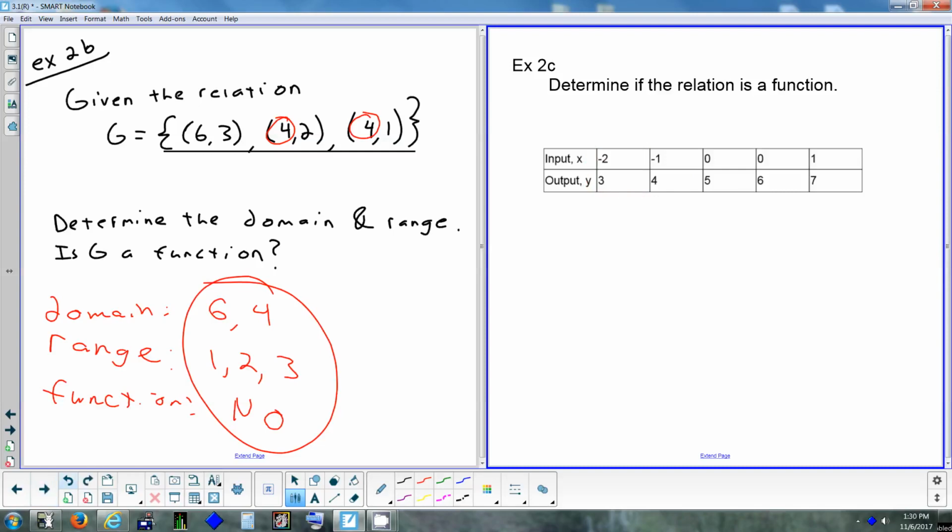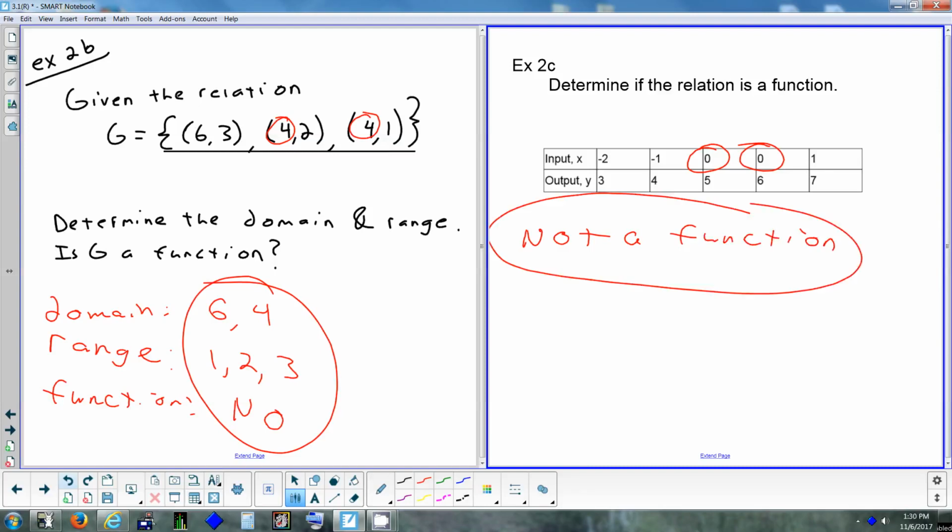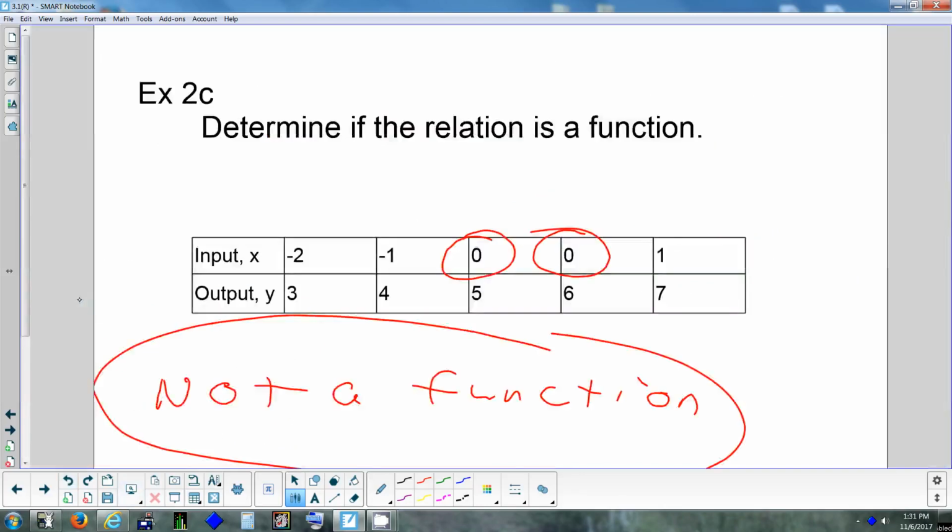Let's see. Can someone remind me, what are you checking for? Repeats. Repeats where? In the input, in the domain. So, do we have a repeat in the domain? Yeah, that's a repeat. Zero. So, because we have a repeat, what does that mean? It's not a function. Is that table printed on your sheet? Yes. Okay, so you already have that written on your sheet. That table's not filled in on yours? No. Okay, I'll make it bigger so we can see it.